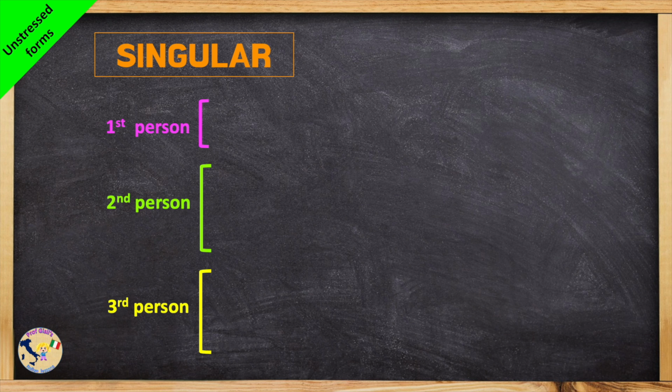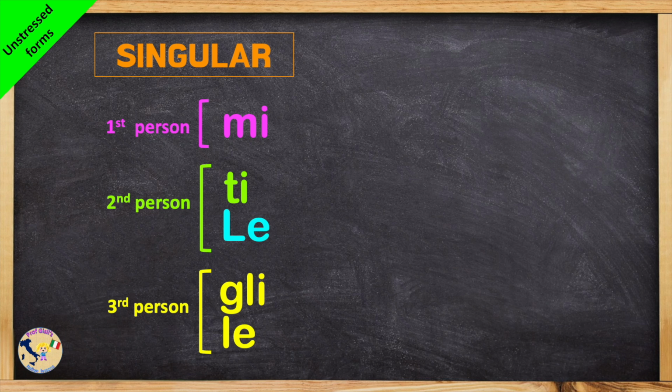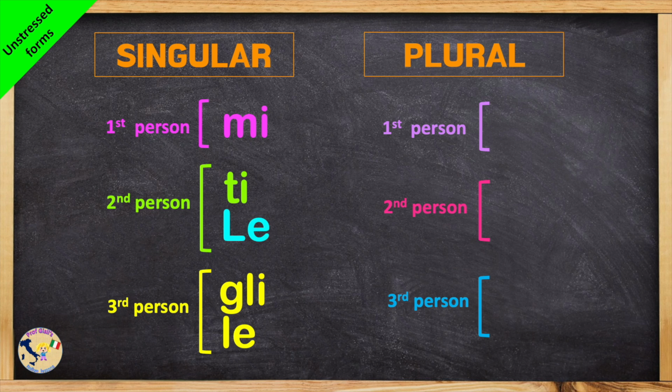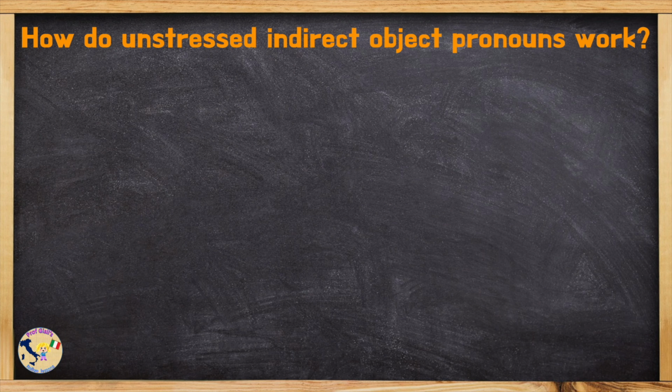Let's look at these unstressed forms once again. This time repeat after me. Singular, mi. Ti, Le, gli, le. Plural, ci, vi, gli. And now we focus on how these unstressed indirect object pronoun forms work with both transitive and intransitive verbs.